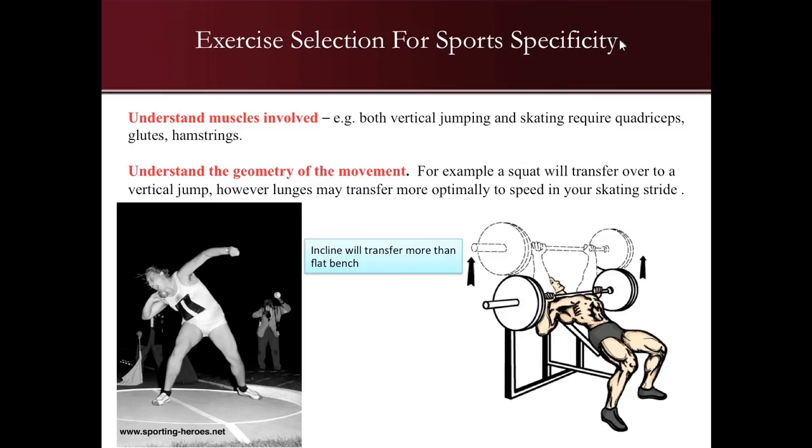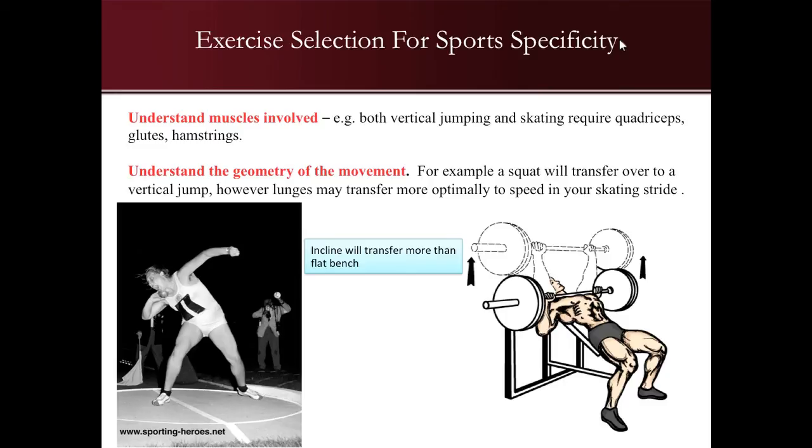Now, one of the most sport-specific things you can do is understand the angles that are involved. If you understand the geometry of the movement, and you have someone doing a vertical jump and someone skating, both require the quadriceps, the glutes, and the hamstrings. Okay, but skating is unilateral. So for them, what movement is going to be ideal? It's going to be lunges, ideally something like walking lunges. Whereas for the jump, it's going to be a squatting movement.